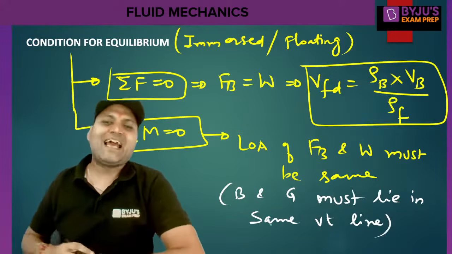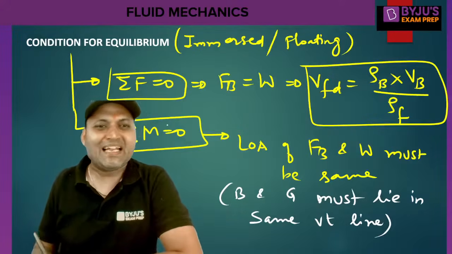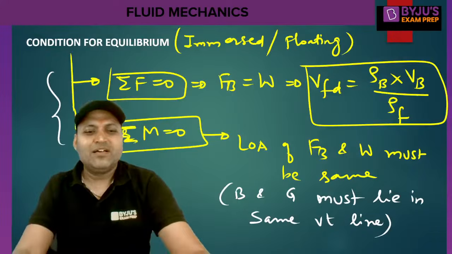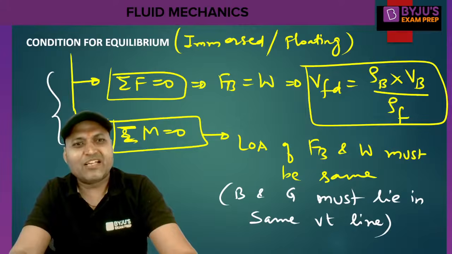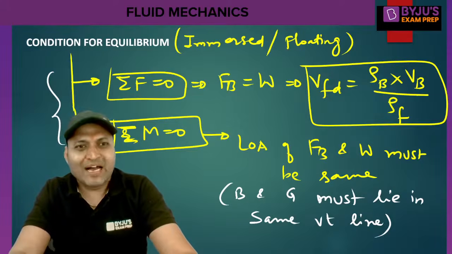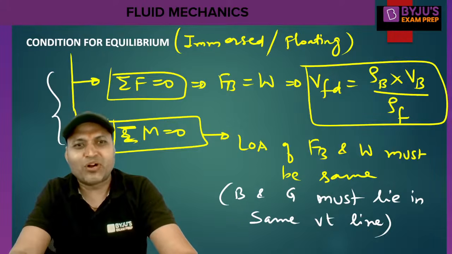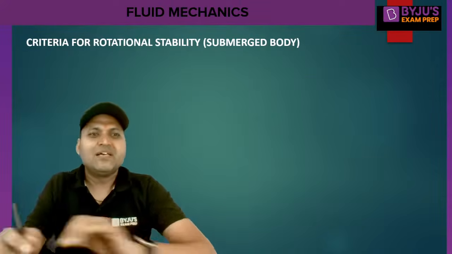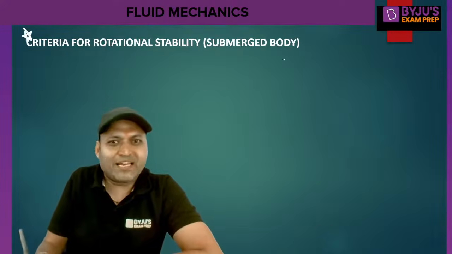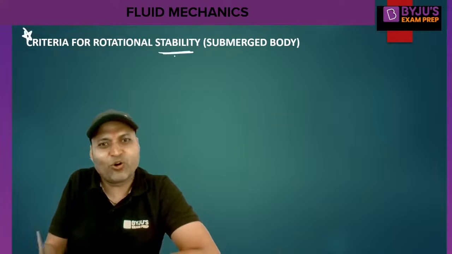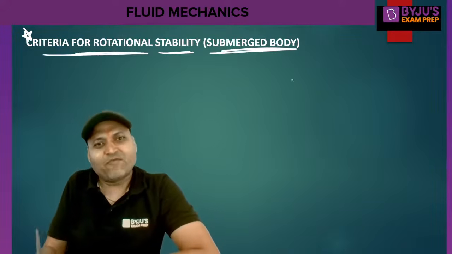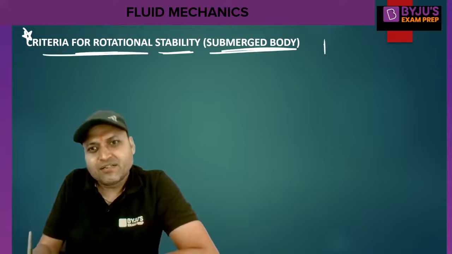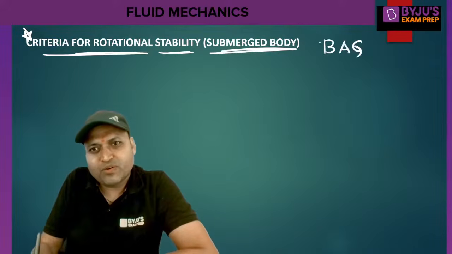B and G must lie in the same vertical line. These are the two conditions for equilibrium. One is for vertical equilibrium, another is for rotational equilibrium. Once the immersed body or the floating body satisfies these two conditions, then we find out whether the body is stable, unstable, or neutral.